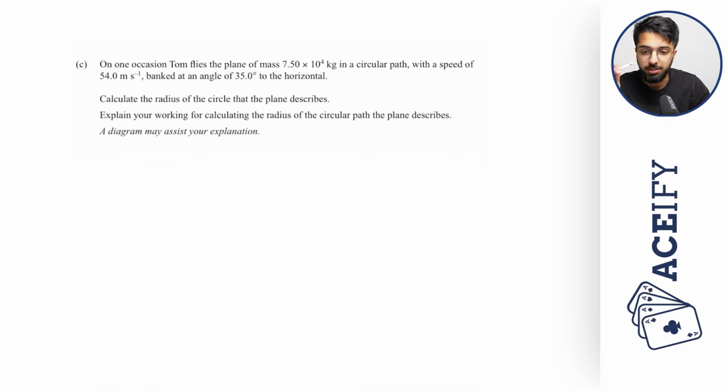On one occasion, Tom flies the plane with mass 7.5 times 10 to the 4 kgs in a circular path with a speed of 54 meters per second, banked at an angle of 35 degrees to the horizontal. Calculate the radius of the circle that the plane describes.